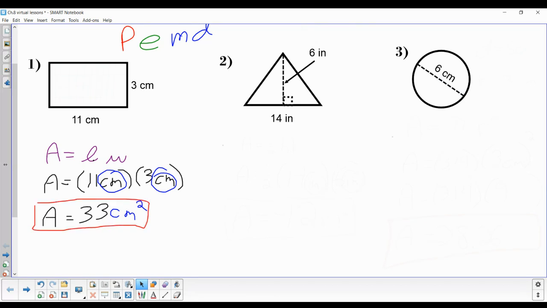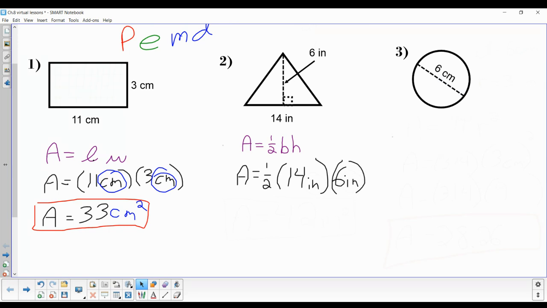The second shape is a triangle. So if you don't remember the formula, then you can look it up. You have lots of ways of finding formulas. The area of a triangle is 1/2 times base times height. We write the formula, which I just did. Then you plug in. Area equals 1/2 times the base of the triangle, which is 14 inches, and the height of the triangle, which is 6 inches.